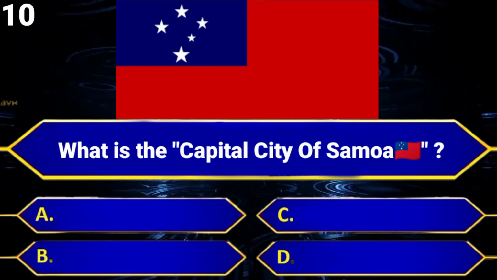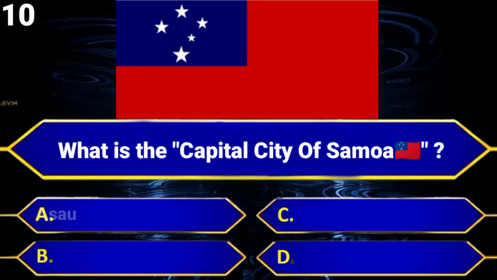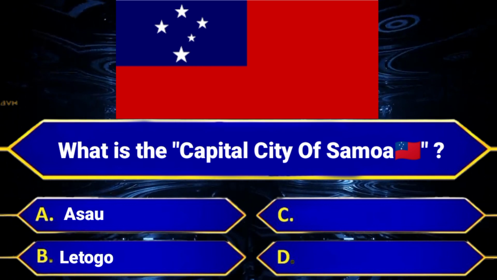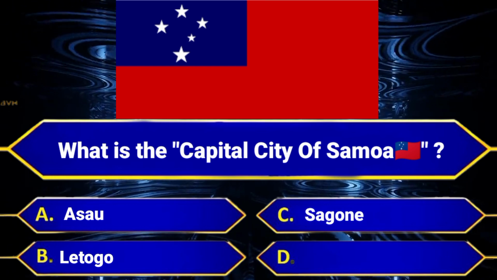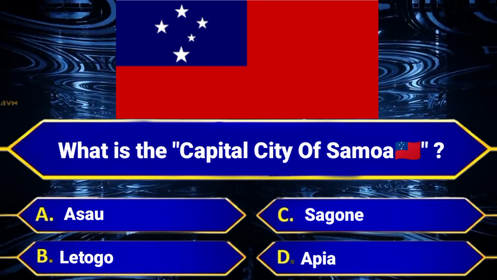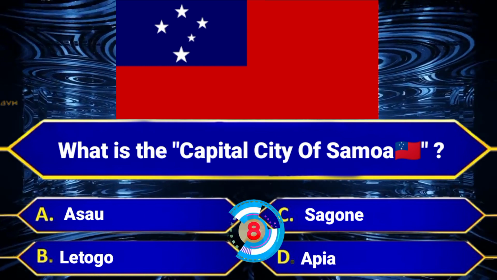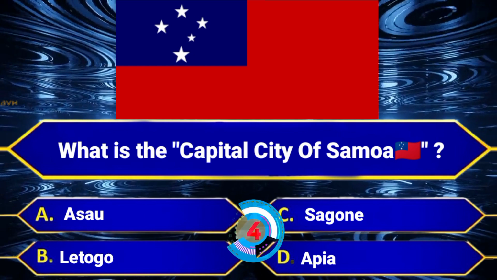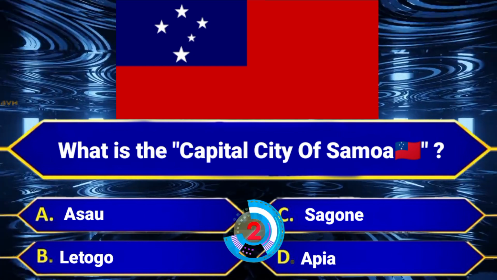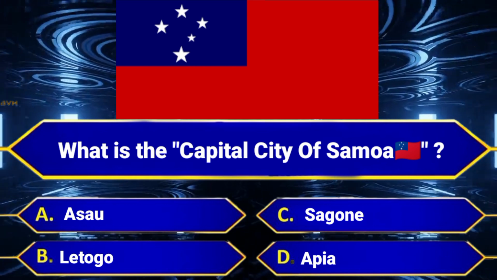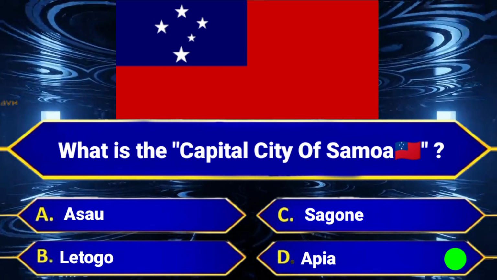What is the capital city of Samoa? Option A, Asau. Option B, Letogo. Option C, Sagone. Option D, Apia. Answer is option D, Apia.